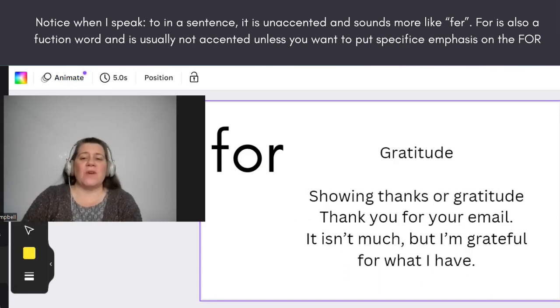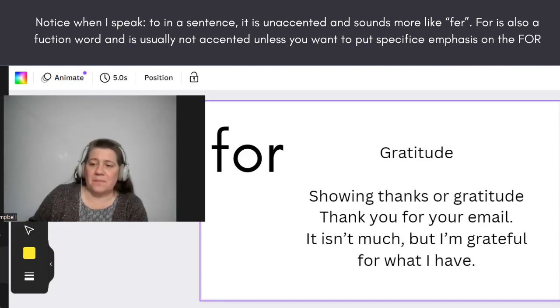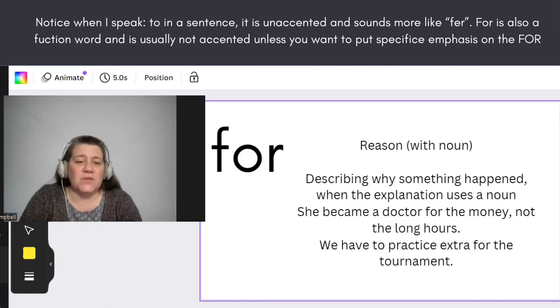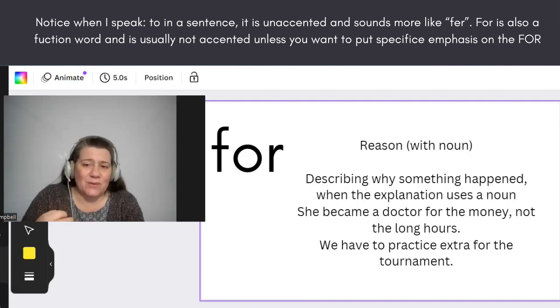We use "for" to show gratitude. We say, thank you for your email, or it isn't much, but I'm grateful for what I have. And we use "for" to indicate reasons, but this is with nouns, not verbs. So remember, "to" is with verbs, "for" is with nouns. She became a doctor for the money. We have to practice extra for the tournament. Those are also reasons, but now they're followed by a noun, not a verb. So we use "for".